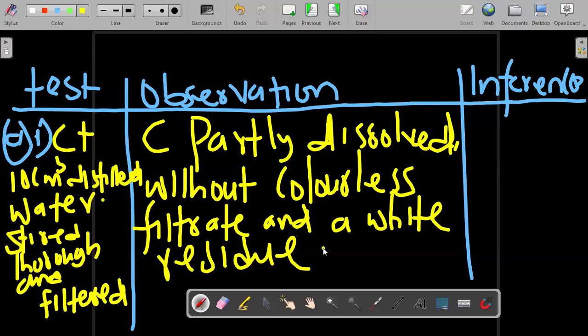So when you carry out the exercise, you don't need to carry it out, because this is what you are going to see. I've done all these things in the lab. So it says C partly dissolves in water. It's also C partly dissolves, with a colorless filtrate and a white residue.